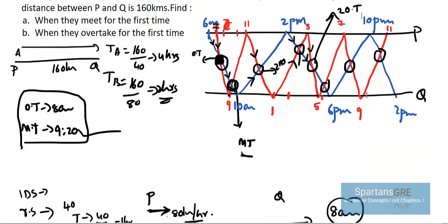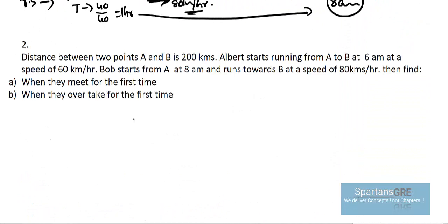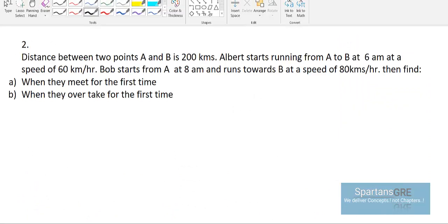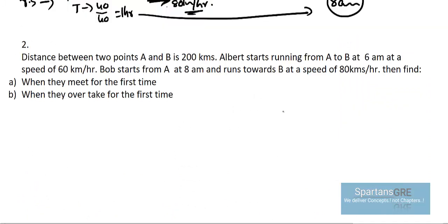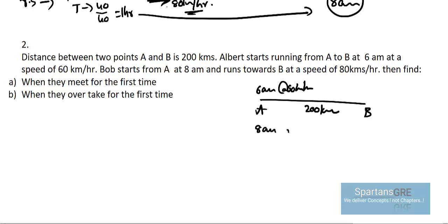Now let's move on to our next question. The second question says the distance between 2 points A and B is 200 kilometers. So we have 2 points A and B. A starts running from A to B at 6 a.m. and his speed is 60 kilometers per hour. And B starts running, again from A to B, at 8 a.m. and his speed is 80 kilometers per hour. Then find when they meet for the first time and when they overtake for the first time.